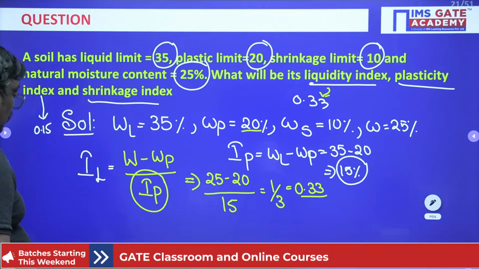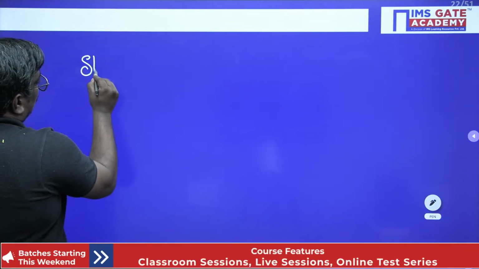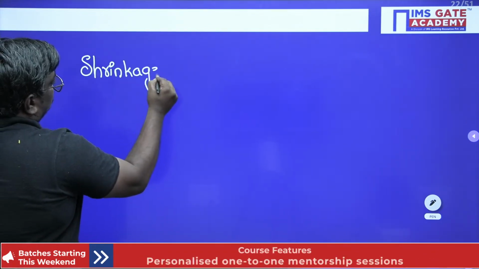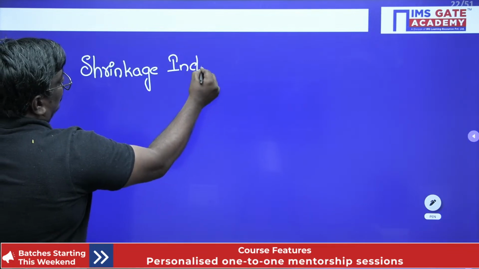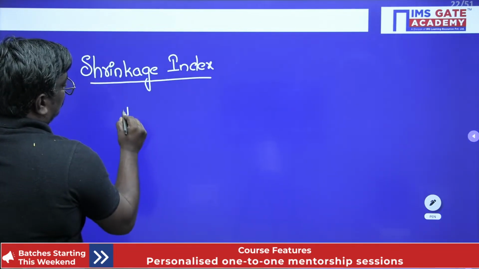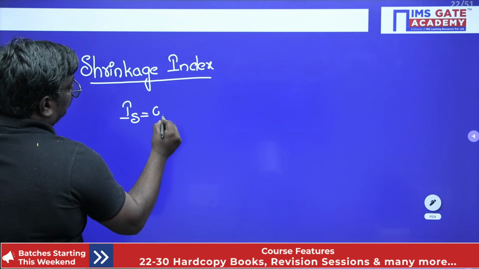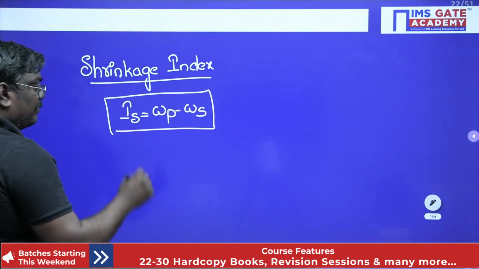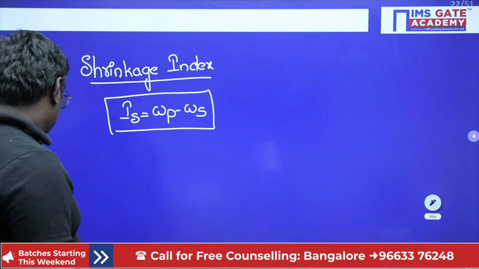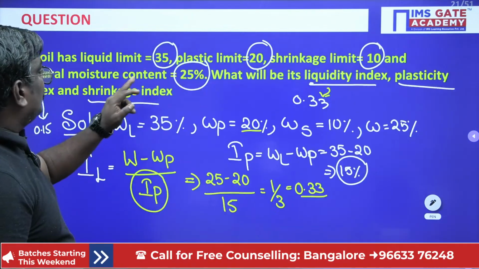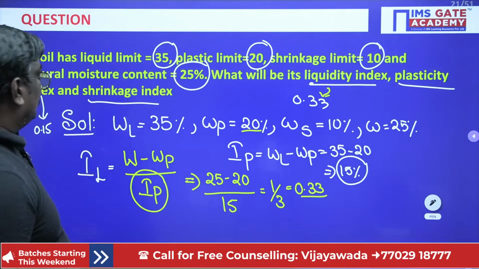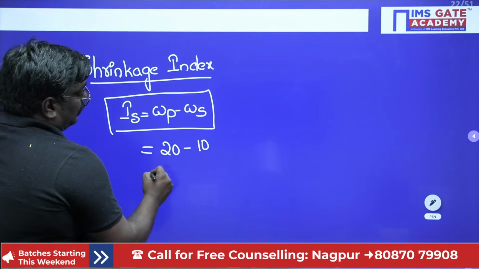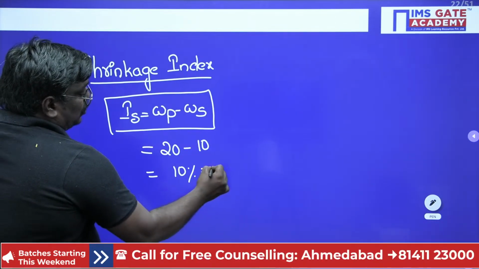Okay. Now when I talk about the shrinkage index, what is the formula for the shrinkage index? Srujana, can you tell me this? The shrinkage index is given by the formula IS is equal to WP minus WS, where WP indicates the plastic limit and WS indicates the shrinkage limit. Here the plastic limit is given as 20 percent and the shrinkage limit is given as 10 percent. So 20 minus 10 is equal to 10 percent. So you can write it as 0.10.